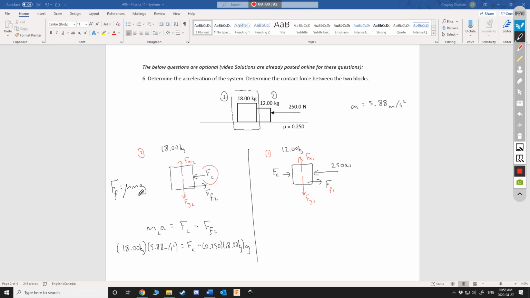So to solve for FC, we're just going to add the 18 times 5.88. And because there's that subtraction there, it's going to become positive when we move it over, plus 0.25 multiplied by 18 multiplied by 9.81. So we get a contact force of 150 newtons. A good way of checking your work in these ones is if you solve for the other one as well and you get 150 newtons, you know you did it correctly. Because of Newton's third law, we know that the two contact forces must be equal and opposite. So it doesn't matter which one you do, you should get 150 newtons.